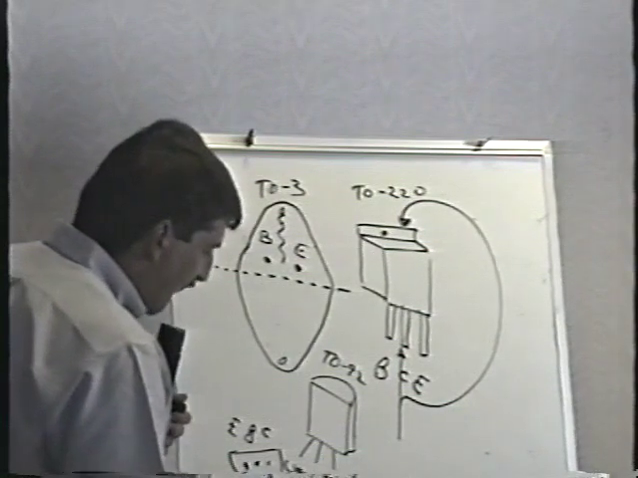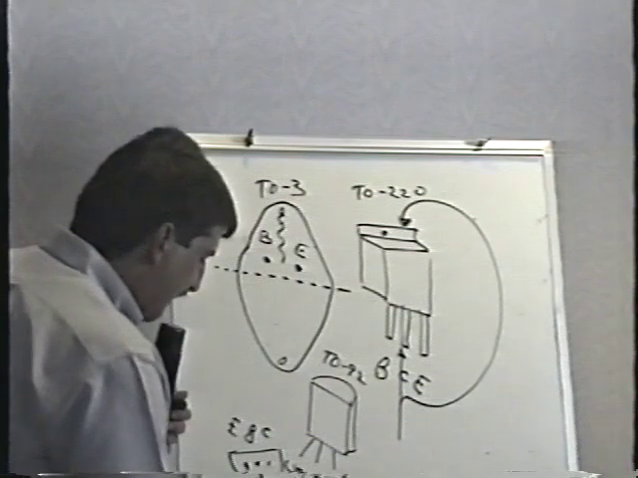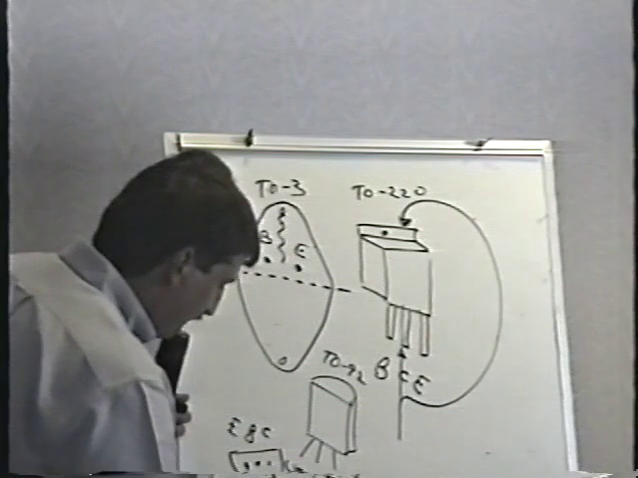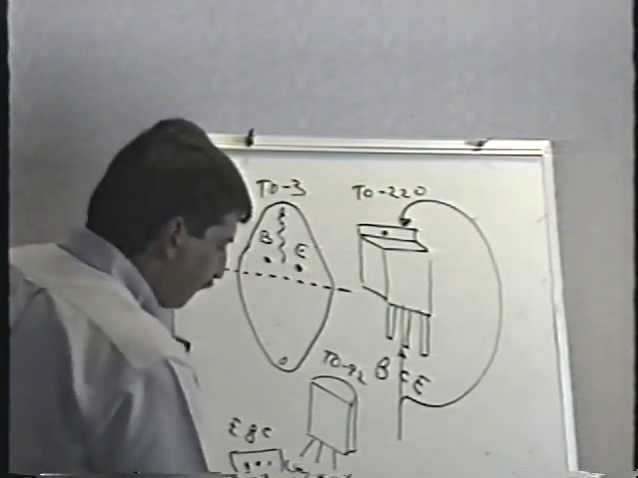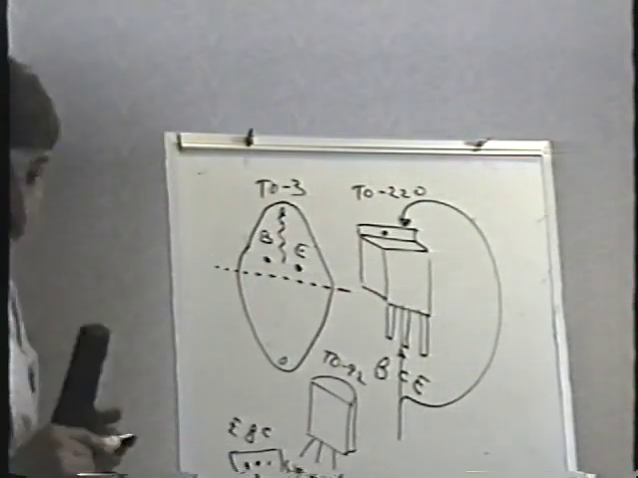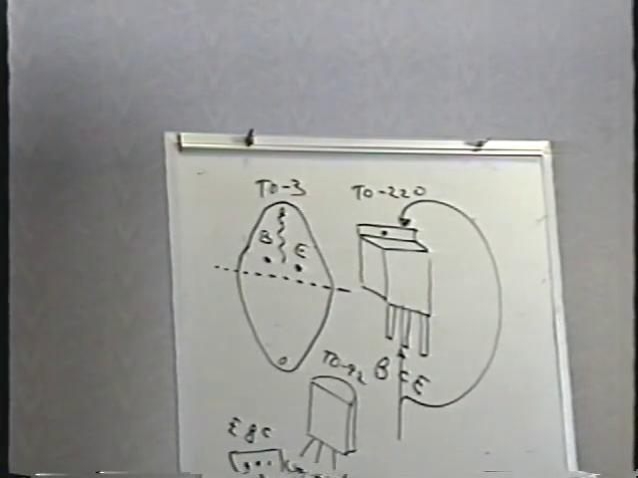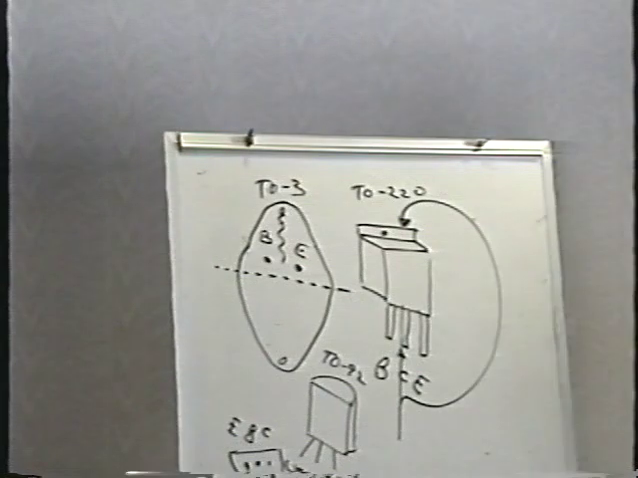Do not write this down what I'm about to show you because I can never remember this. One of them is BCE and the other one is ECB, and I can't remember. One of these is Japanese and the other one is European. The reason I can never remember is that it's silkscreened right on the board, and the board tells you which lead is which.